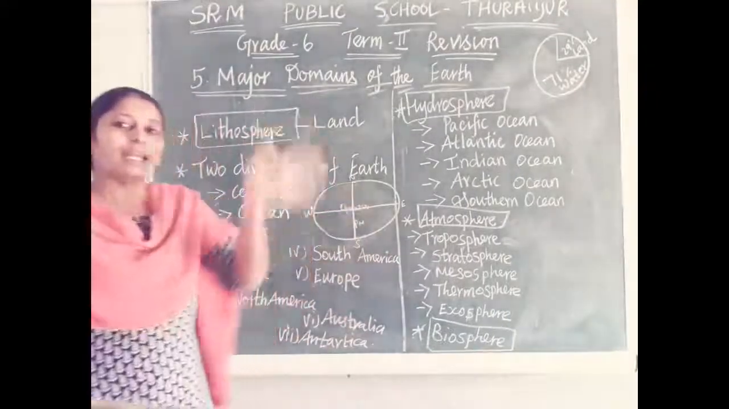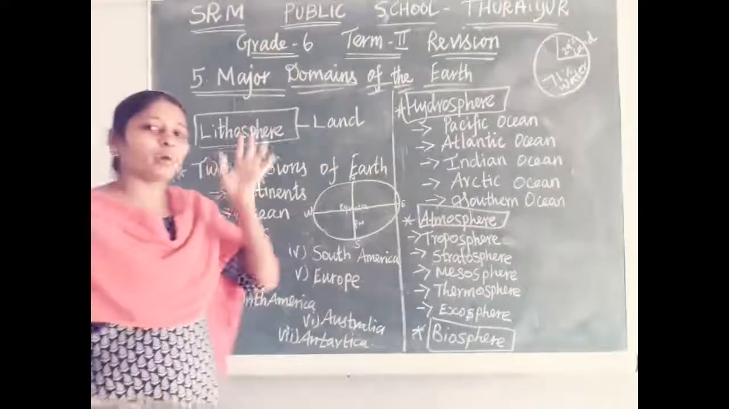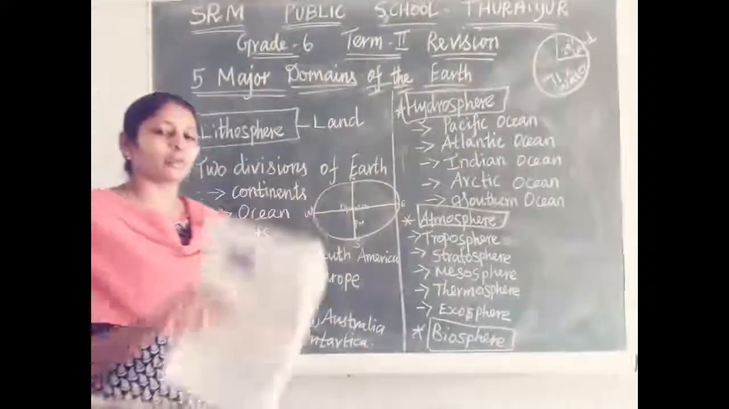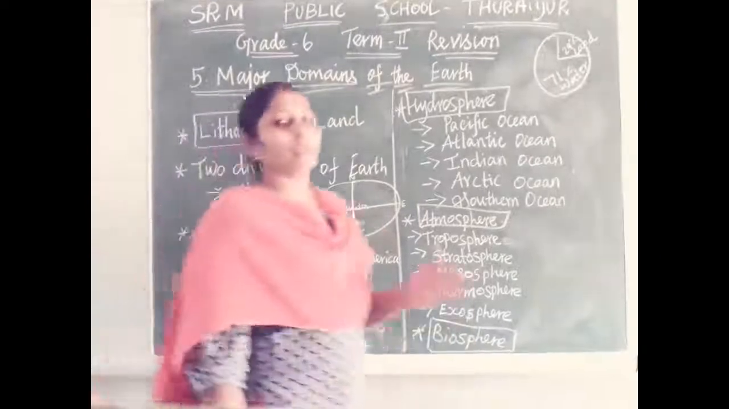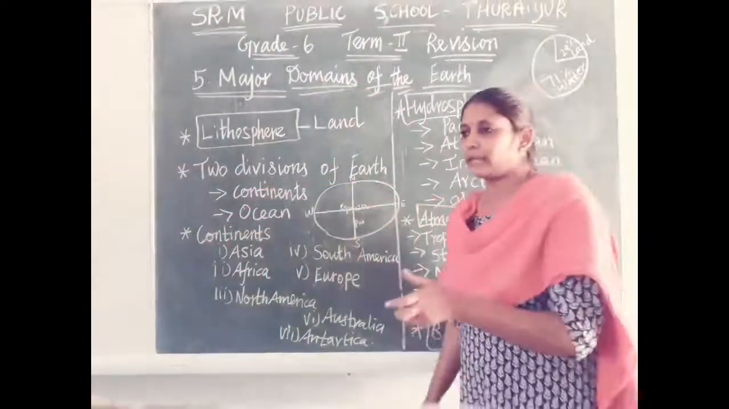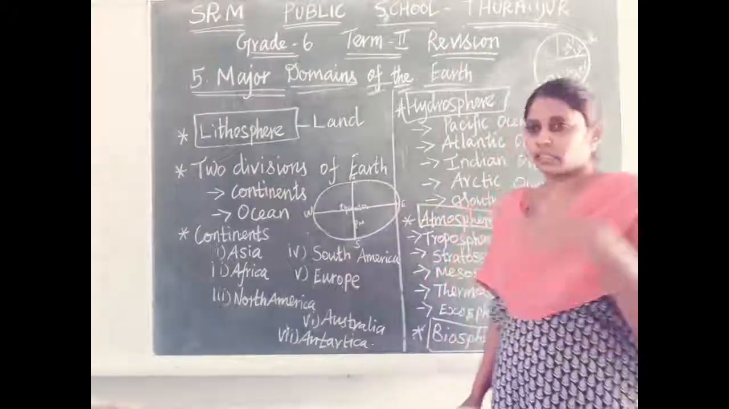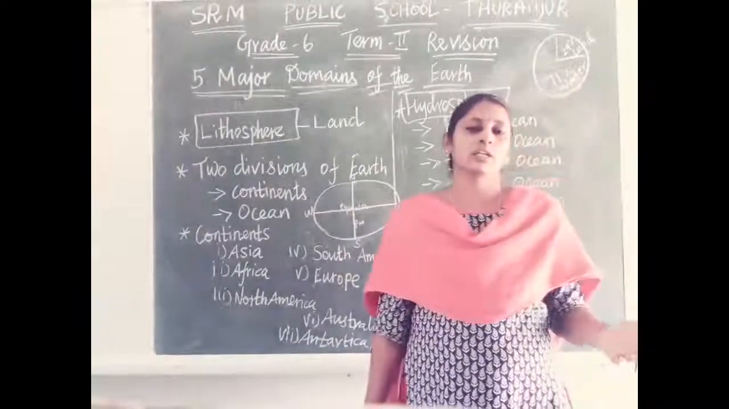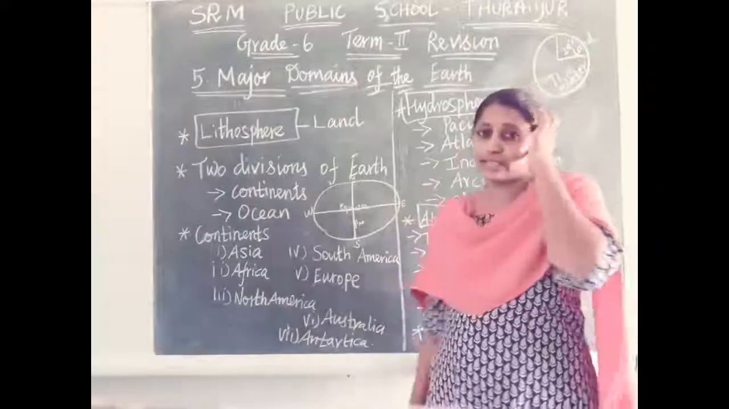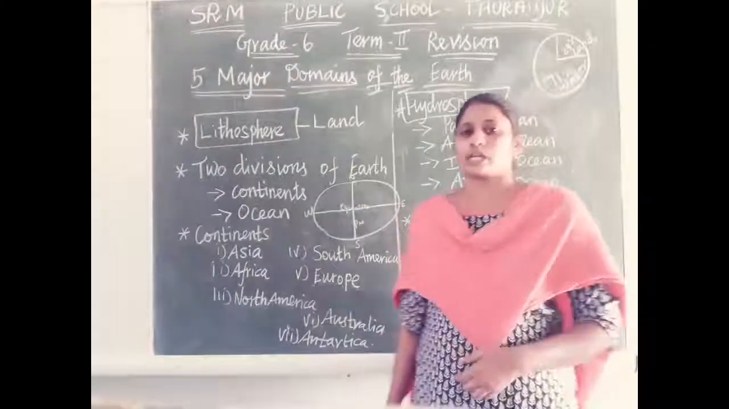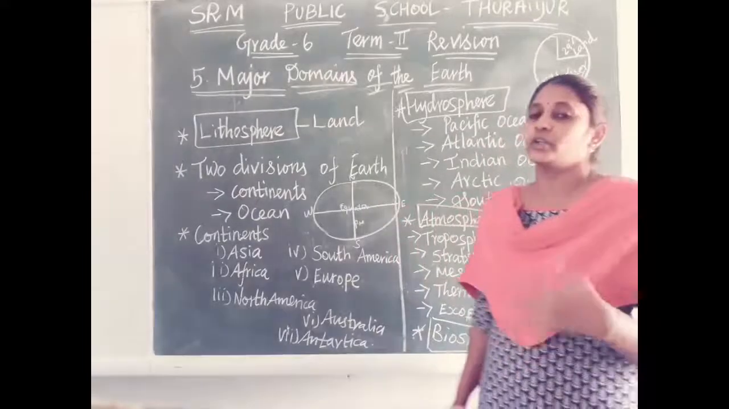The Ural mountain separates Europe and Asia. The landmass located near the Ural mountain, some part lies in the Asian continent and some part lies in the European continent. So that landmass is called Eurasia.